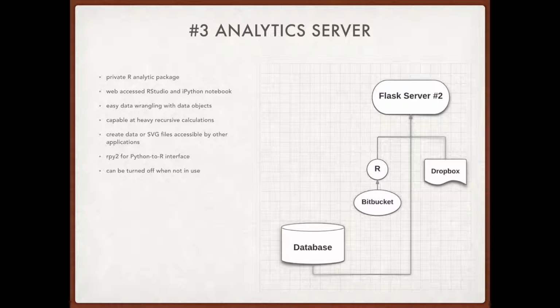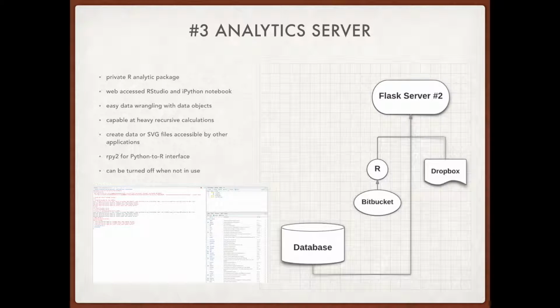The third is the analytics server. The research and building of the model happens here. The server has access to the private Ballwiz R package, as well as the database, data objects, and data files. Tools such as RStudio and IPython notebooks are accessible via the web browser. A small Flask server can handle requests from other applications.